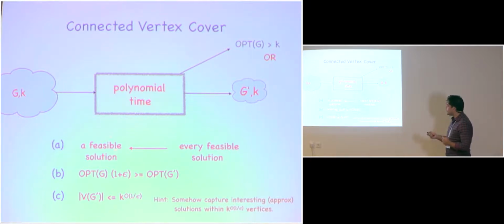The second property is that if your colleague now comes and finds a connected vertex cover of G prime, you can actually conclude that this is also a connected vertex cover of G. So I will give you this property. And finally, I tell you that if your colleague has a really good approximation, then in fact, because of property 2, that is also a really good approximation for my original instance. That is because of property B, which says that the best connected vertex cover of G prime is not much larger than the best connected vertex cover of G.